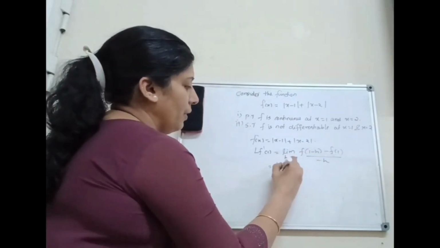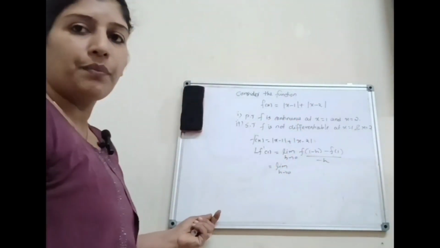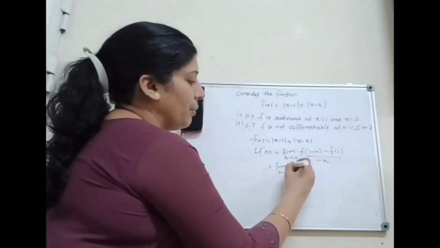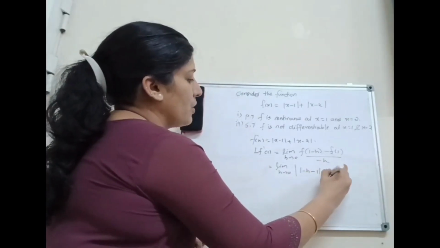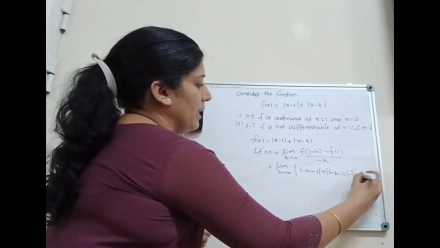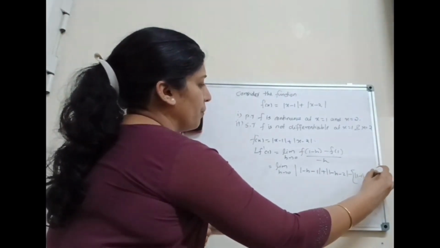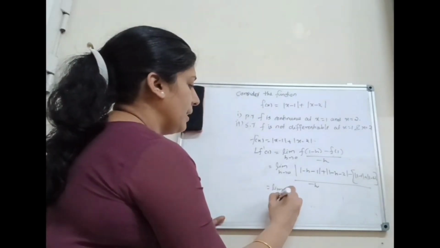That is equal to limit h tends to 0. Here f of 1 minus h. f of x is mod x minus 1 plus mod x minus 2. Therefore, f of 1 minus h equals modulus of 1 minus h minus 1 plus modulus of 1 minus h minus 2, then minus of modulus of 1 minus 1 plus modulus of 1 minus 2, divided by minus h. That is equal to limit h tends to 0.